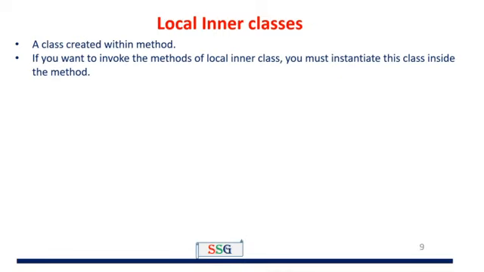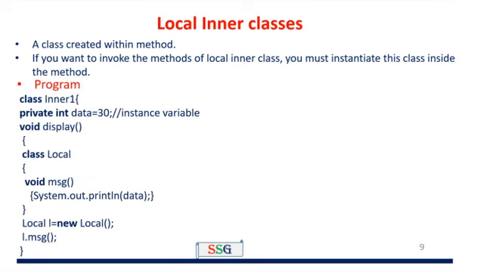The next one, local inner class. Local inner class means the class is created within a method. That means we already have one outer class. The outer class contains data and methods. If, inside any one of the methods, the user creates a new class, that is called a local inner class. A class is created within a method. If you want to invoke the methods of the local inner class, you must instantiate it. You must create the object of this class inside the method.